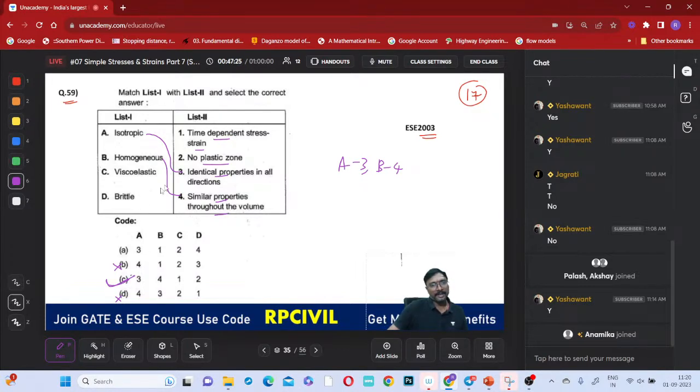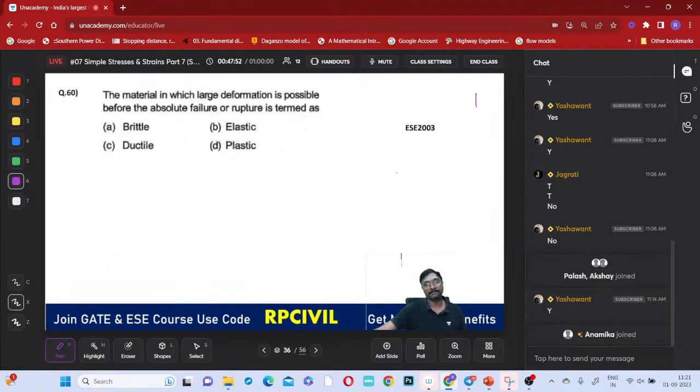Now brittle material means what? No plastic zone will be there for a brittle material. There are no deformations, it will directly fail. Viscoelastic is the time dependent stress strain curve. After some time it will act like a viscous material as well as an elastic material.